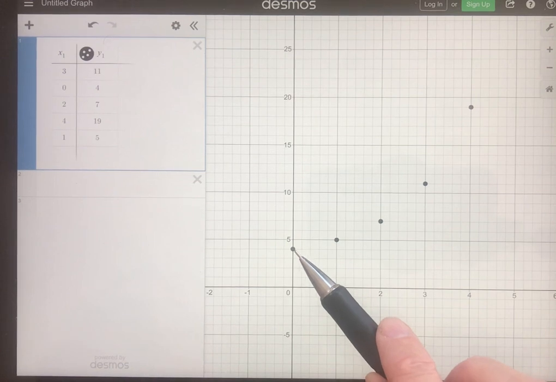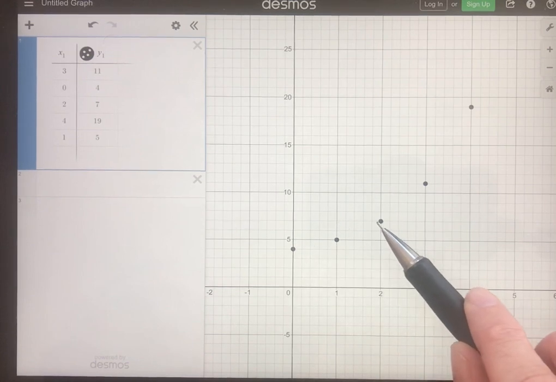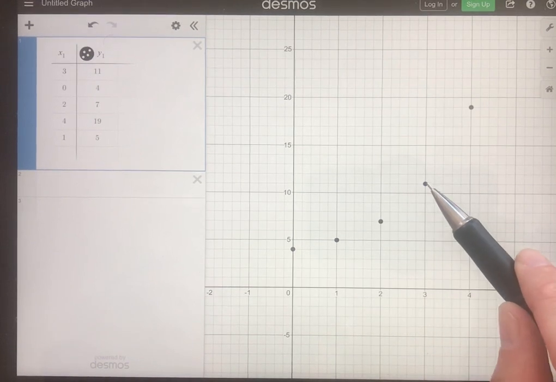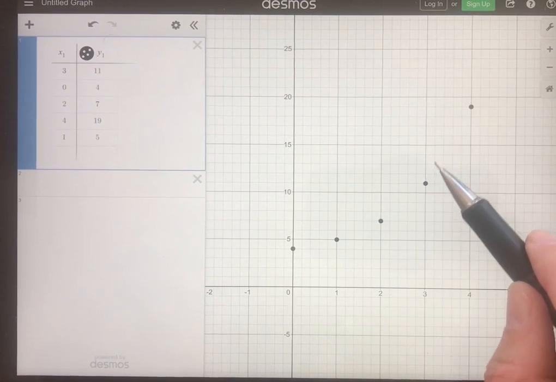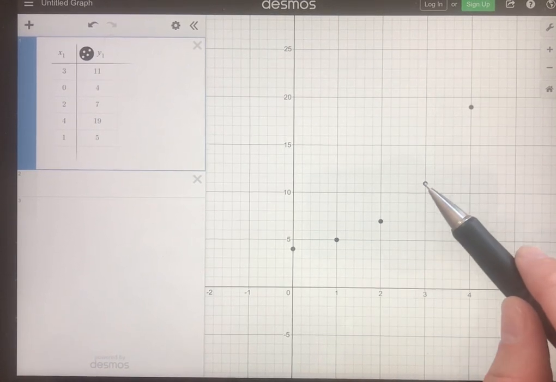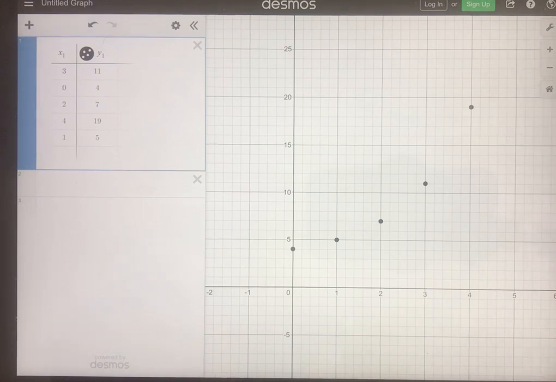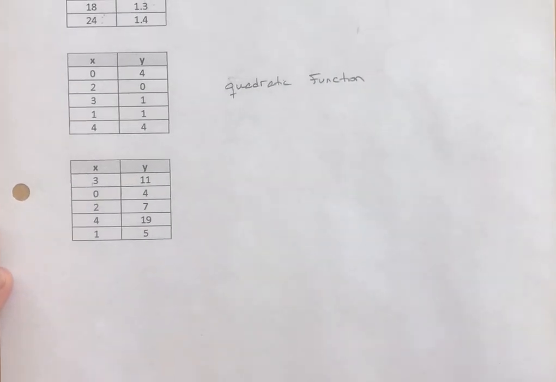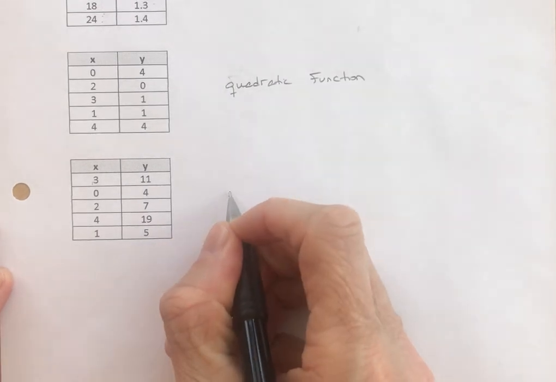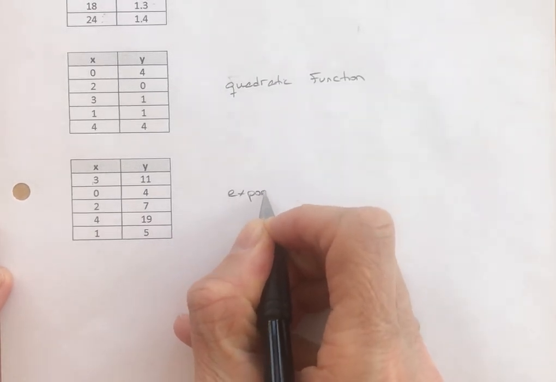Again, it's always increasing, but it starts off increasing slowly. It went up only 1, then it went up 2, and then it went up like 4, and then it went up like maybe 8. So it's increasing faster and faster and faster. That is the mark of an exponential function. So we'll go back to here, and we'll note that this one appears to be exponential.